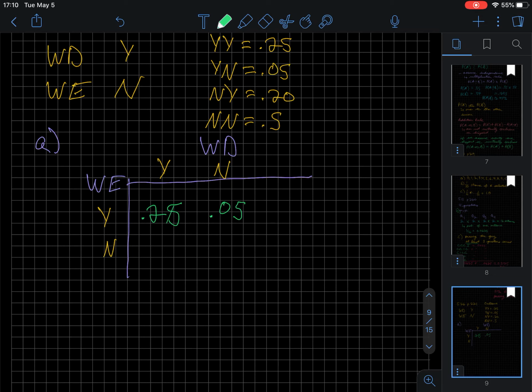So no on the weekend and yes on the weekday. Wait, did I get that right, 0.20? If we had no on the weekend but yes on the weekday, this is going to be 0.20. I keep getting that mixed up.